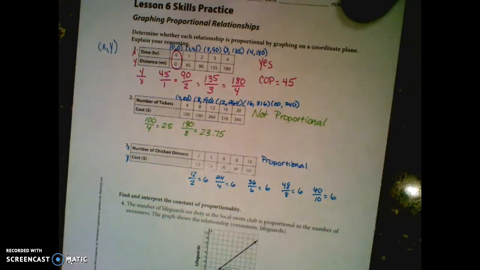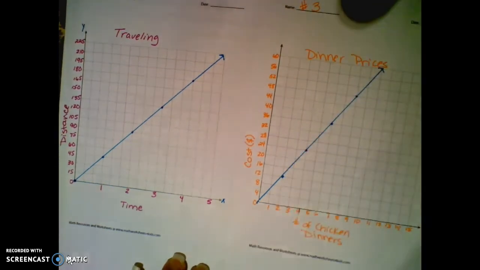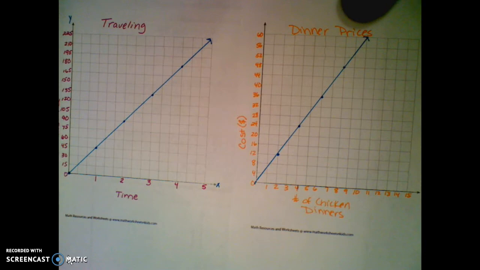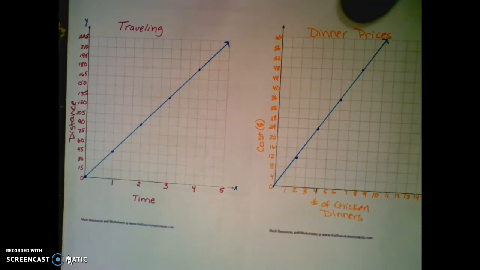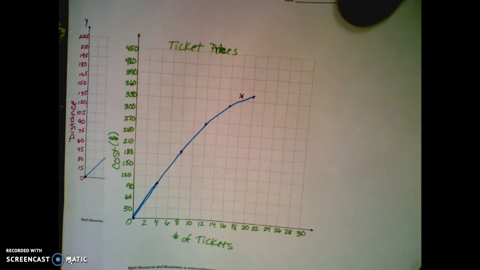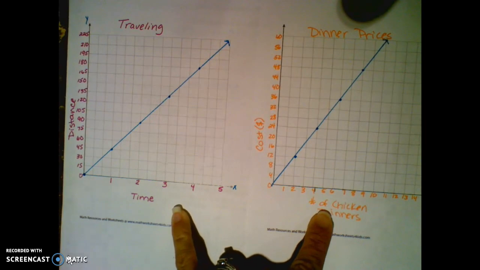And so I have 2 graphs now that I can look at and compare. Look back at 1 and 2. What do they have in common, or 1 and 3? What do those 2 graphs have in common that number 2 does not have? Well, right away you're going to notice 2 things. 1, they're both straight lines, whereas number 2, kind of curve. Not proportional, it's got a curve. Proportional, these guys have straight lines.